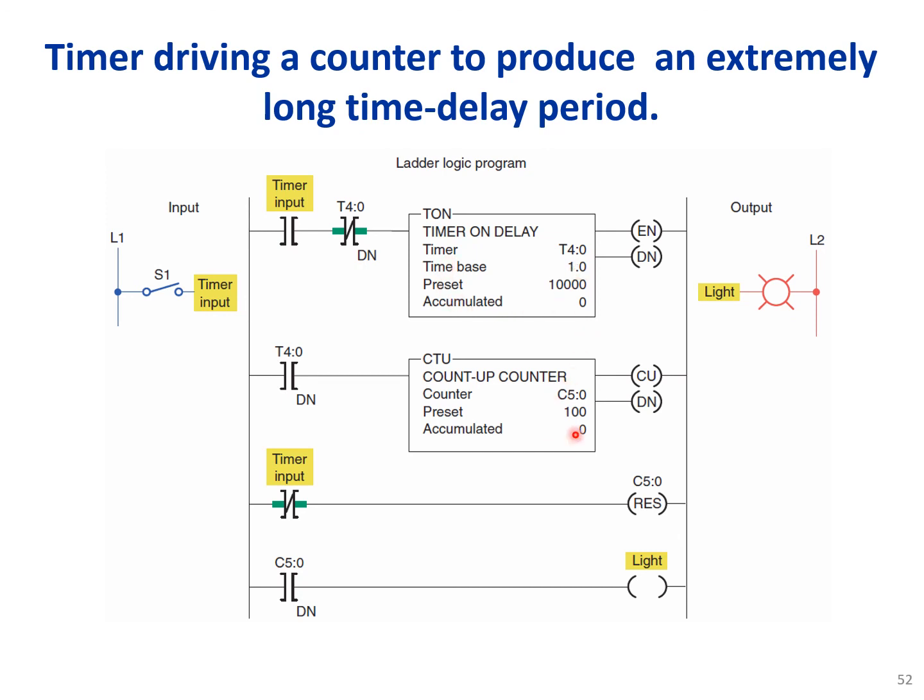If you multiply the accumulated value in the counter by 10,000 and add it to the accumulated value in the timer, then we know how many seconds have already passed. In this way, we could exceed the maximum preset value of the timers and have an extremely long time delay period.